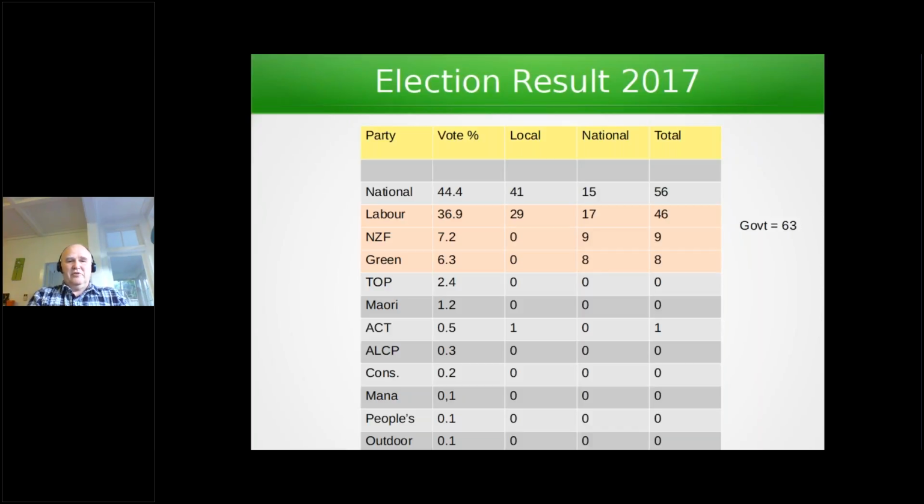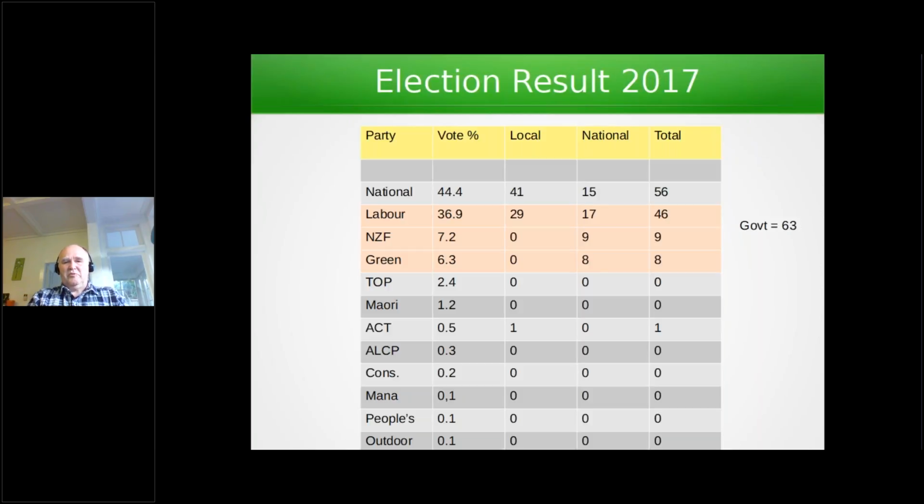New Zealand First, 7.2% of the vote. They were going great in the polls until Jacinda was made the leader, and they lost a lot of their votes to Labour. So they were 13, 14% in the polls, and on the day they ended up being half that because they lost it to Labour. And they ended up with 9 list seats. They have no local seats.